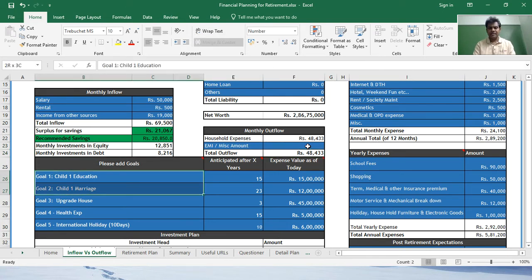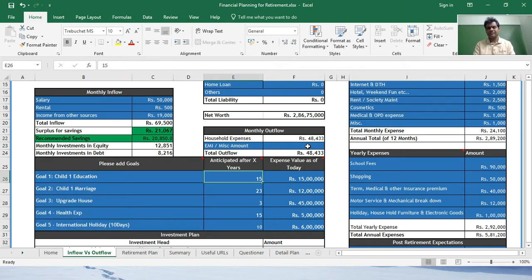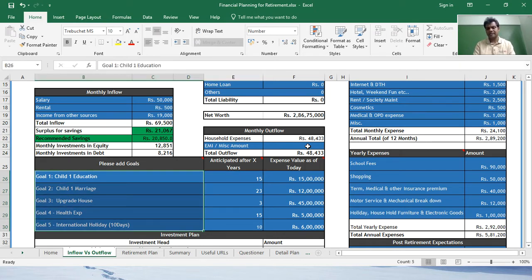After that, you enter your goals. Here we have given five rows to enter five different goals. Generally, we believe two for education, two for marriage, and one maybe for leisure, a holiday, or another thing. If you have more, you can enter more. Otherwise, there are five goals given.